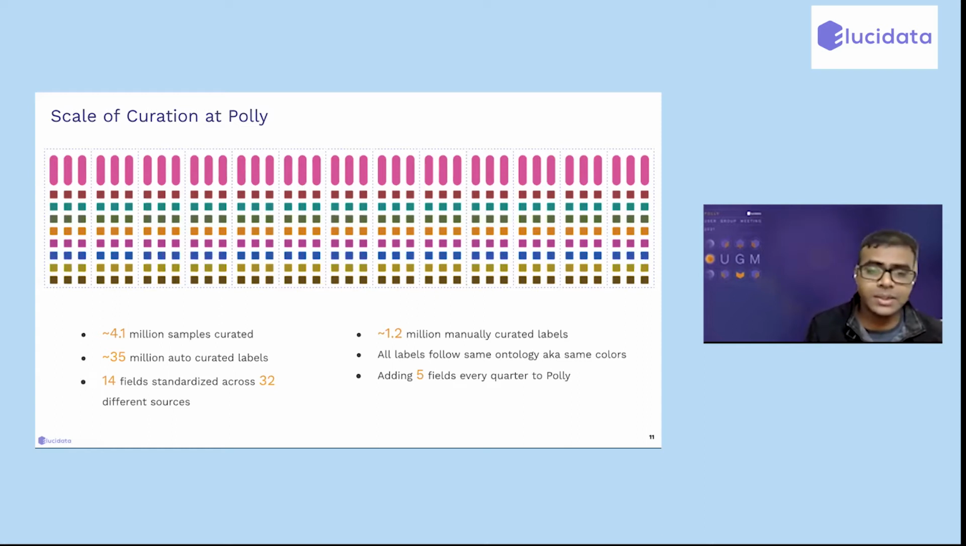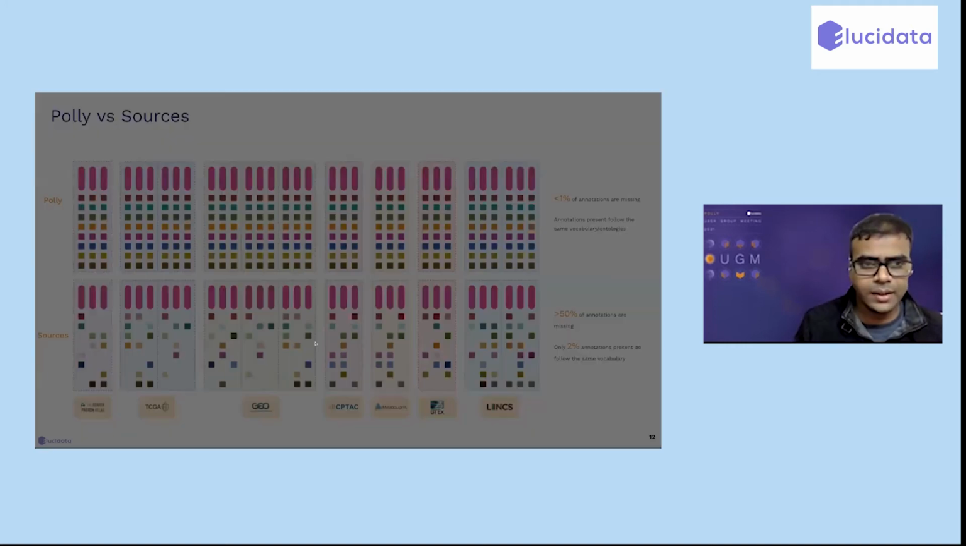There are around 14 fields which are standardized across 32 different sources. That means even if it is not GEO or something else, you'll find those fields. You'll find disease, you'll find tissue, etc. And we are trying to expand the number of fields by 5 every quarter. That means we are growing on this vertical horizon as well. So this is the scale of curation that we are doing on Poly, and we are doing that continuously. We are doubling our datasets every quarter. So that means this grows at an exponential rate.